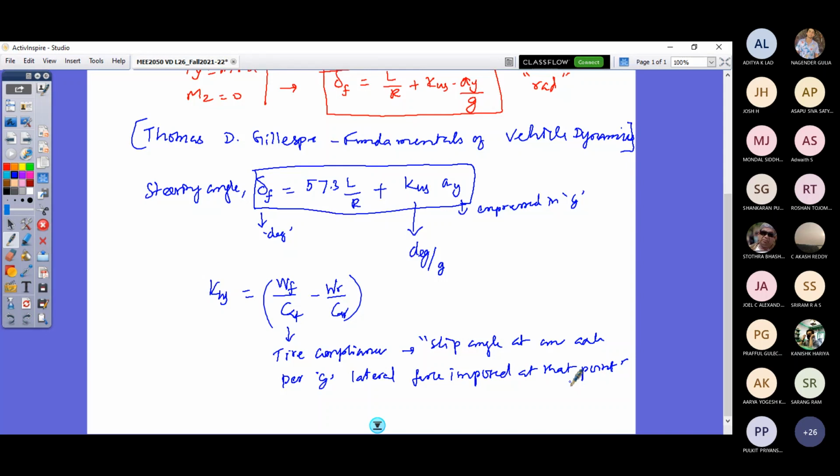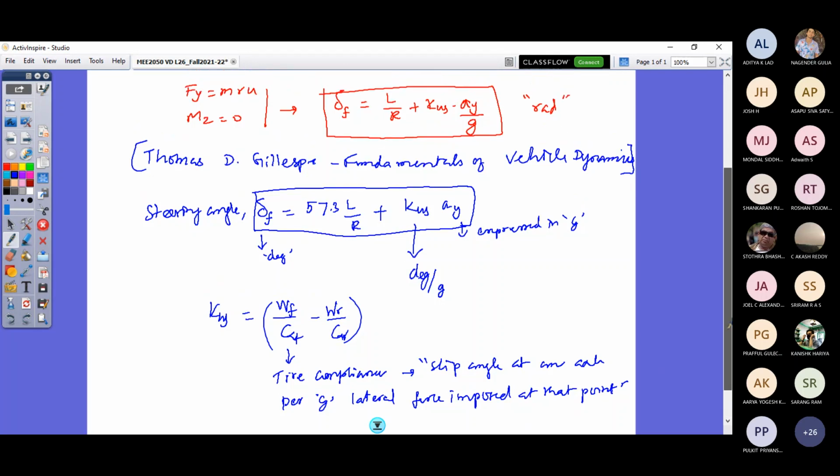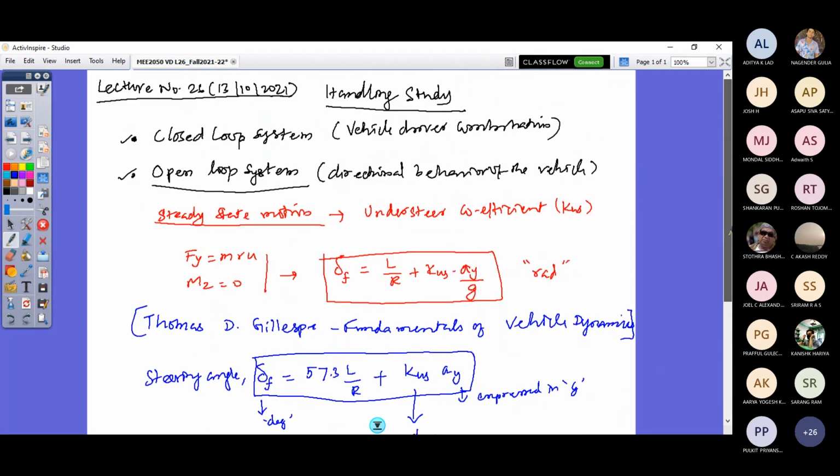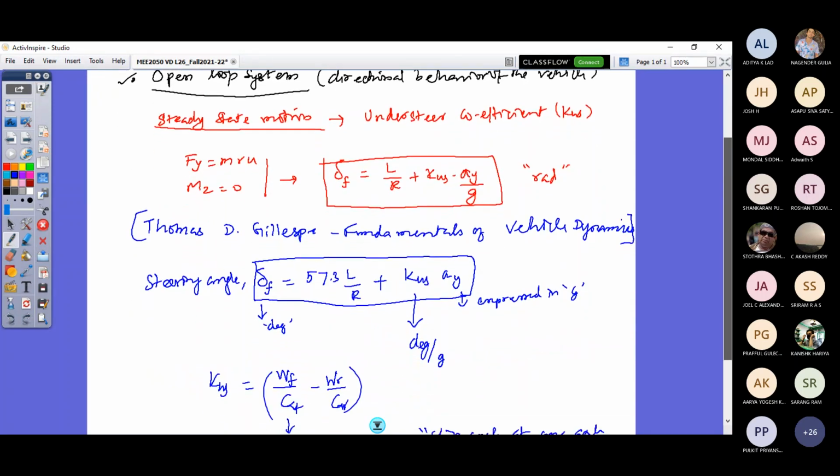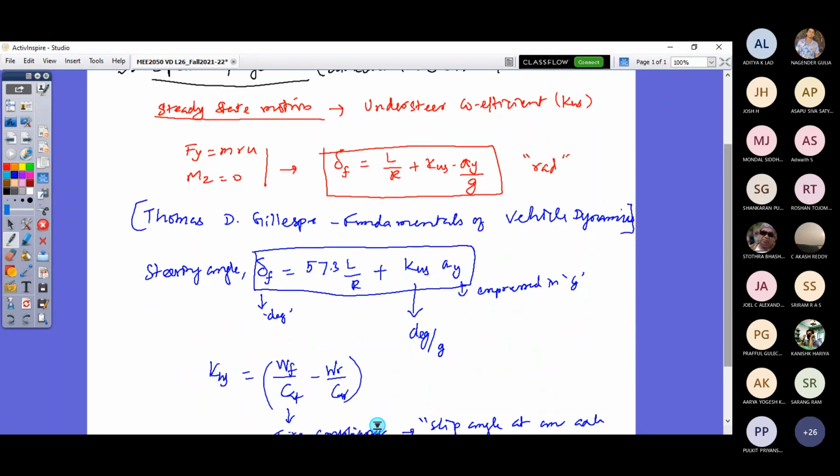So what you have to understand, and what I was trying to explain, is that in our open loop system study, whatever we have studied so far can be accounted as steady state motion, wherein we define this understeer coefficient to define vehicle tendency, right? So this understeer coefficient will look different in different textbooks.